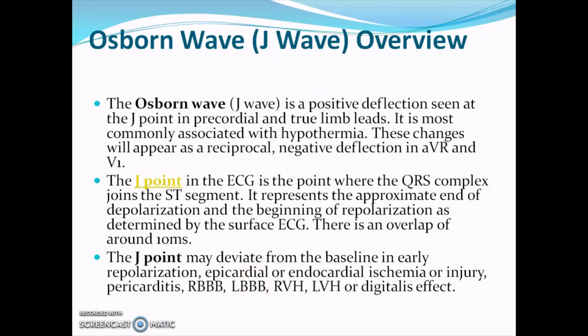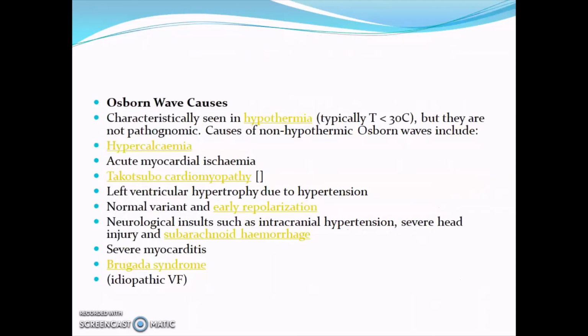What are Osborn J waves? Osborn J waves are most commonly seen in hypothermia. So, what is a J point? You need to understand. The J point in the ECG is the point where the QRS and ST segment meet. So the J point might deviate from baseline in early repolarization, MI, LVH, RBBB, or digitalis effect.